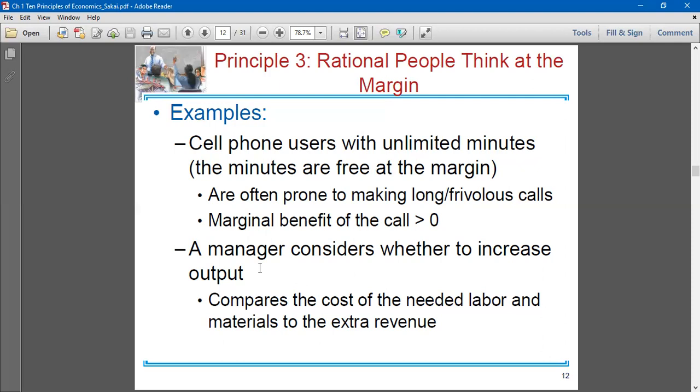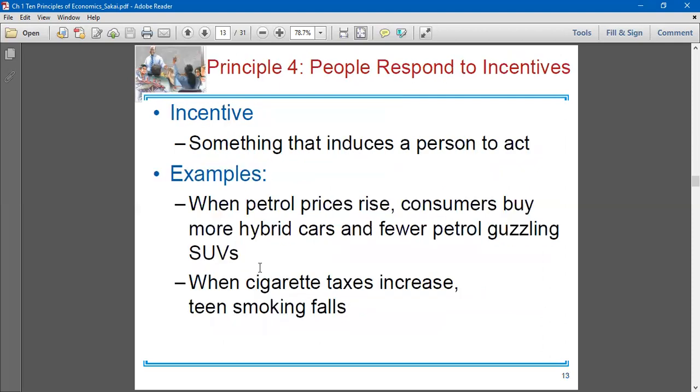So they are not thinking about the total cost and the total revenue. They are thinking about the marginal cost and the marginal revenue resulting from the small increase in output. So when we are thinking, we think at the margin. If there is a small increase in something or a decrease in something, how do we change our actions? How do we react to those changes? So that's how rational people think. It's not just about the totals. No, it's about the margins. Okay. I hope you understand that one too.